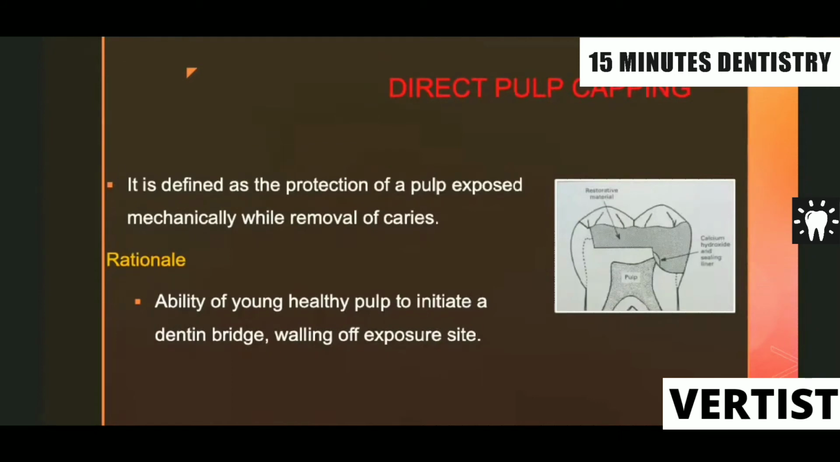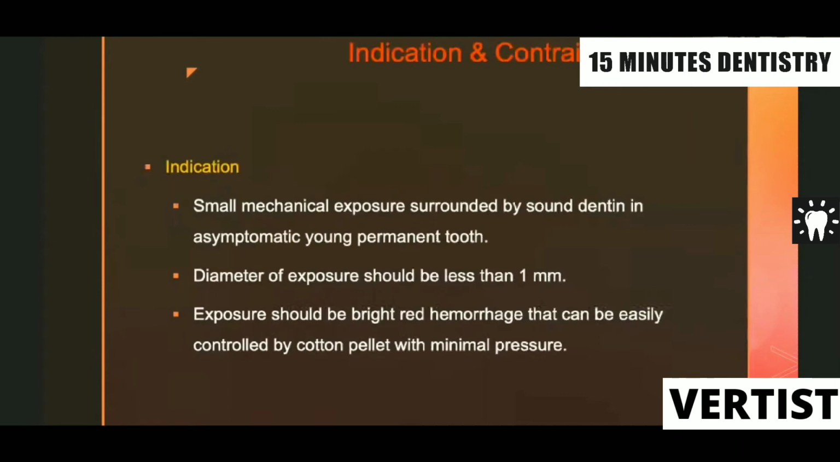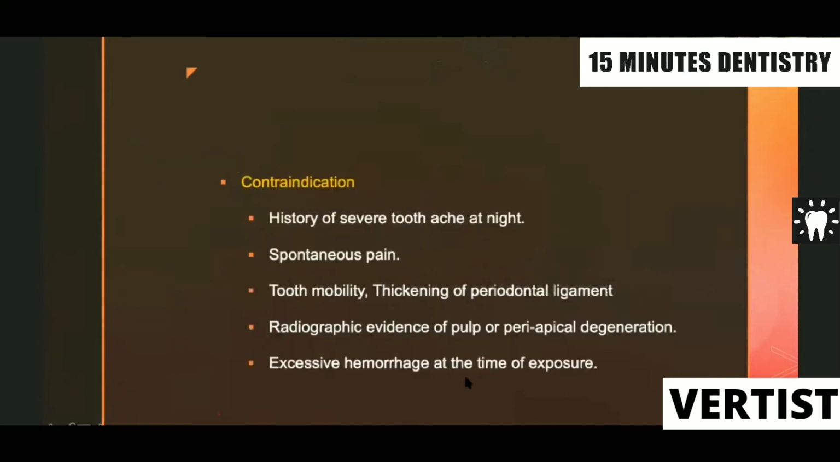Direct pulp capping is defined as the protection of a pulp exposed mechanically during removal of caries. The thing is, there is a small pinpoint exposure. Instead of going in for a root canal or anything more, you try to isolate the tooth totally and at once seal that exposure site with a specific medicament like calcium hydroxide or CEM, such that the tooth comes back to normalcy. So if there is a small mechanical exposure, the diameter of exposure is less than 1 millimeter, or the exposure should be bright red that can be easily controlled by a cotton pellet with minimal exposure.